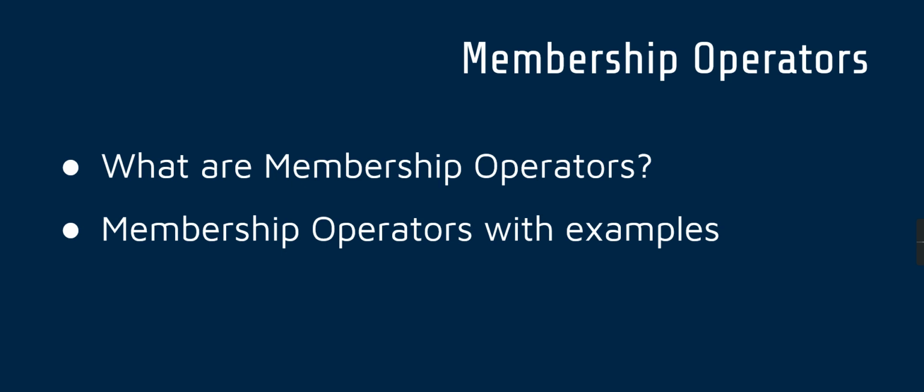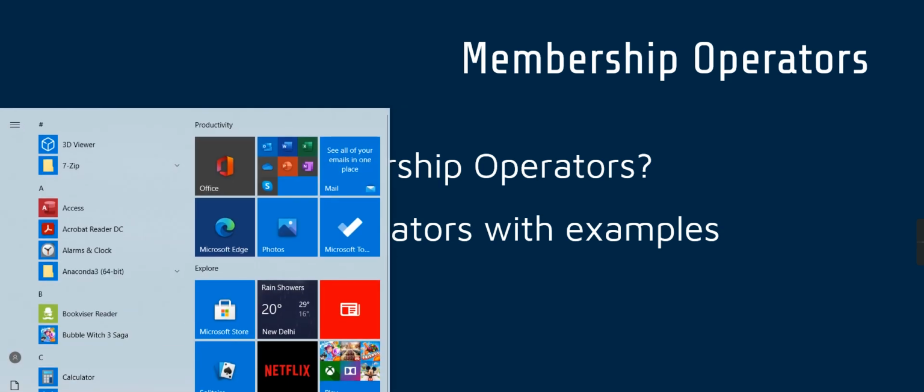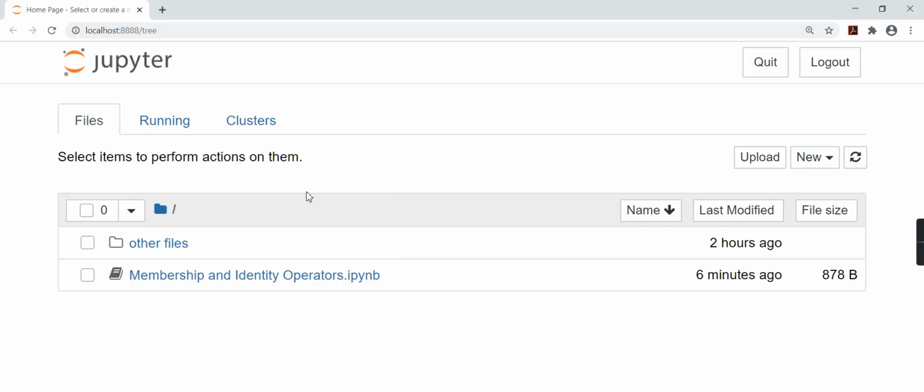So there are two major types of membership operators available to us in Python. Those are the in and the not in operators. So let's look at the examples in our Jupyter notebook. So I'm going to shift to my Jupyter notebook.